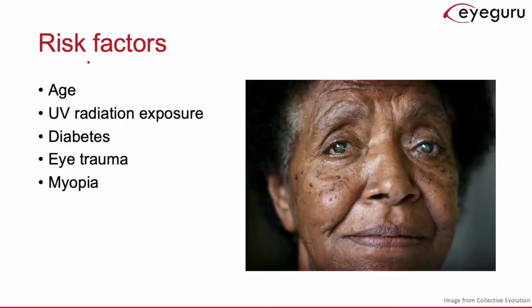There are many risk factors for cortical spoking cataracts, including age, which increases the risk for developing any type of cataract. Other factors that have been associated with increased risk for cortical spoking cataracts include exposure to UV radiation, diabetes, history of eye trauma, as well as myopia.